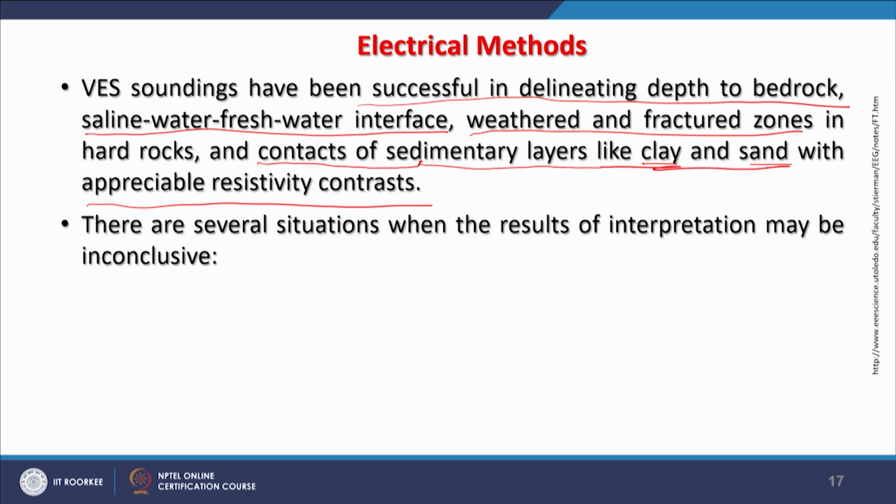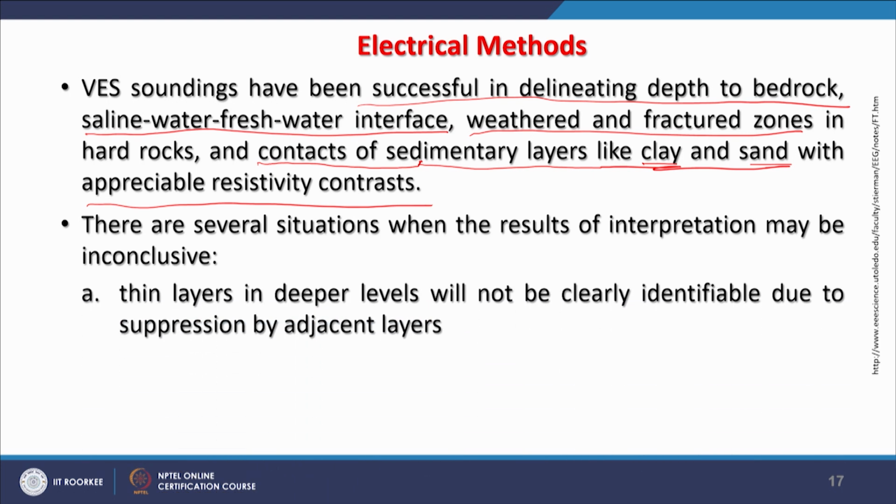So, there are several situations in which the results of interpretation may be inconclusive, and if that is the situation, then of course, we have to resort to further methods of surface geophysical exploration. But in what situations will we get inconclusive results? Some chances are there when thin layers at deeper levels will not be clearly identifiable. When we get thin layers like clay, and generally clay layers are relatively thin, we will not be able to identify them clearly in our data and surveys, because of suppression by adjacent layers.